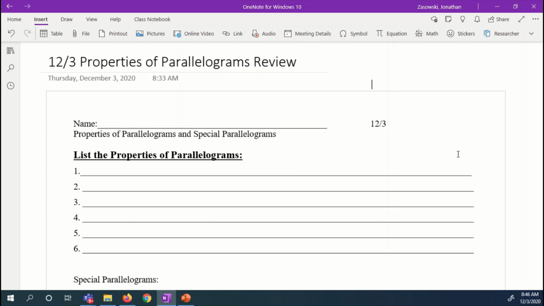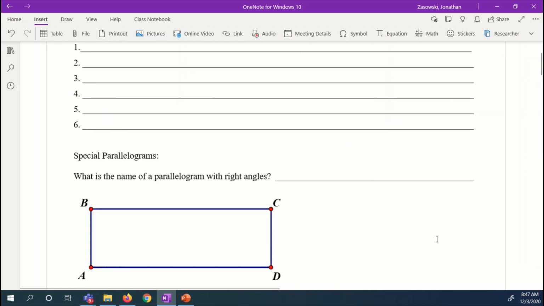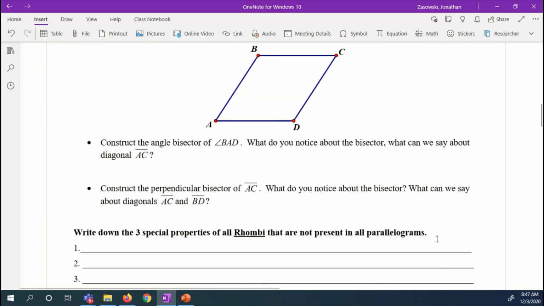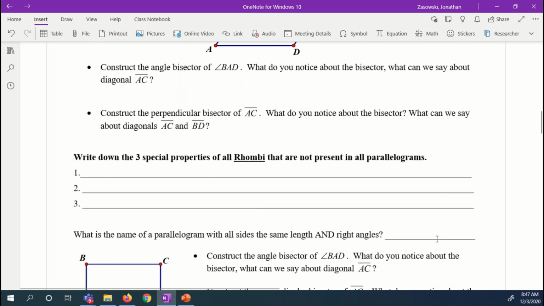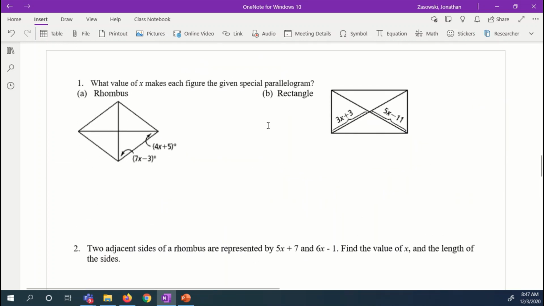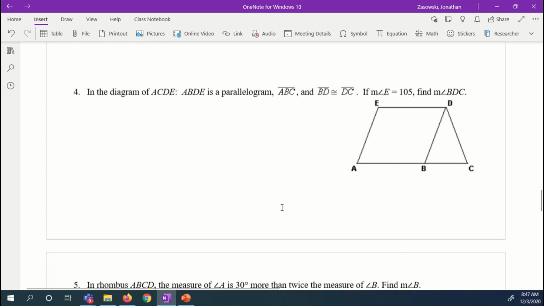Today is our asynchronous day, and we're looking at this worksheet right here, the properties of parallelograms and special parallelograms. There is a quiz tomorrow on this topic, okay? So you're going to have questions that ask you about the properties. You may have to write down the properties, so you may want to make sure you know them, okay? And you're going to answer questions similar to these where you use the properties to solve for missing sides and angles.